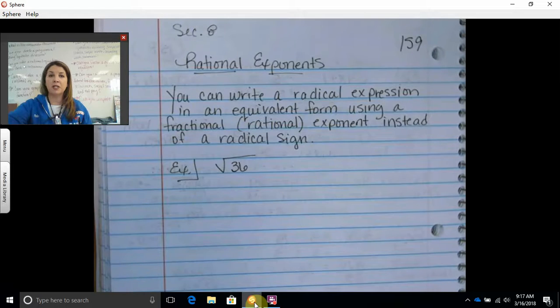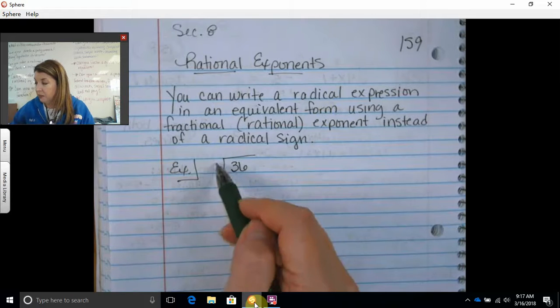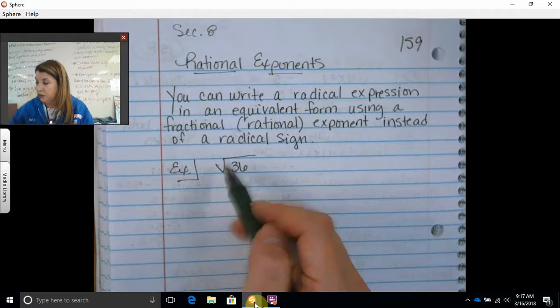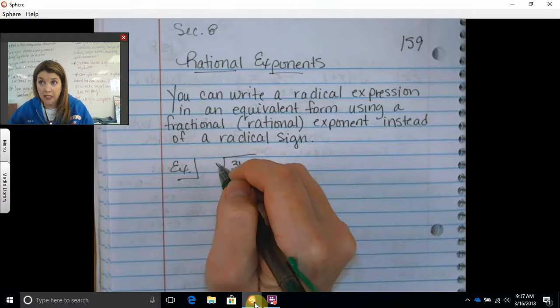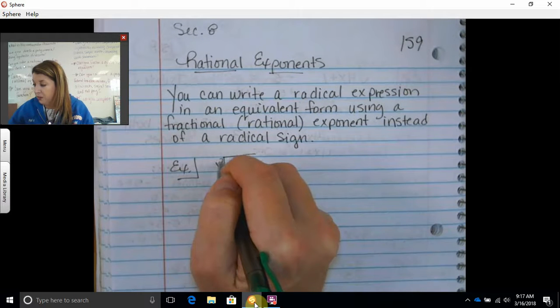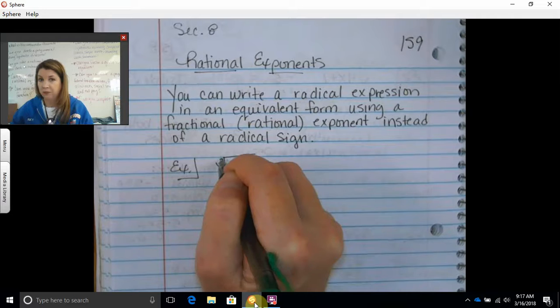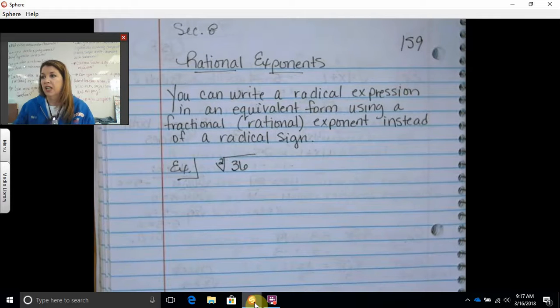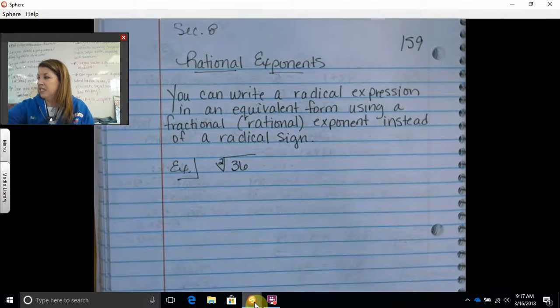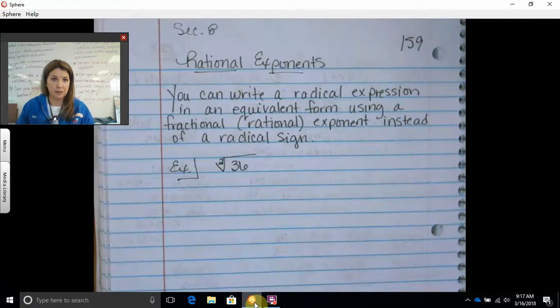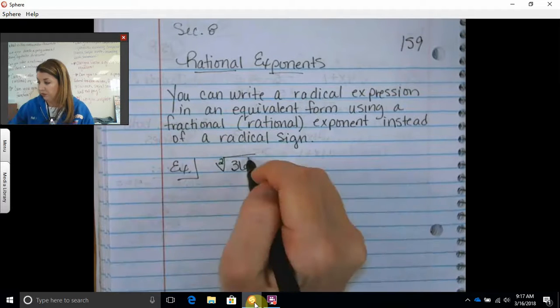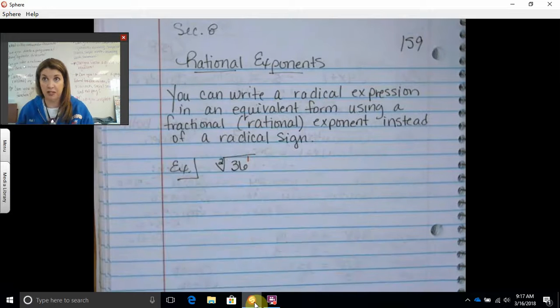They mean the same thing. So first of all, what is the index here? Y'all remember what index means? It's the little number that's in the elbow of the radical. There's a 2 there. It's implied. We don't really have one, but there's a 2. And I'm going to write it this time just so that you can see where I'm getting my numbers. And what is 36's exponent? 1. There's nothing written there. It's implied as well, right?